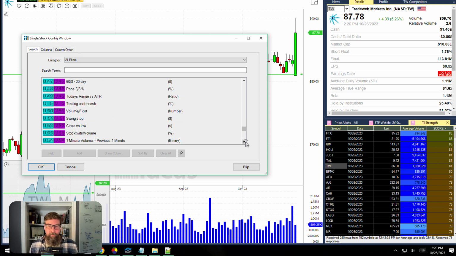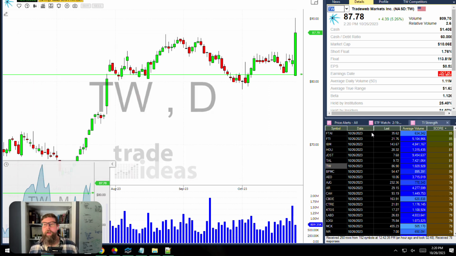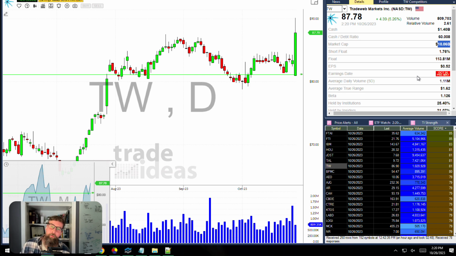Right, so tons and tons of customization if you really want to get into it. But we know there's some people who want to do that, and we know there's some people who don't, and that's why we have these kind of ready-built systems for you. So I can learn a whole bunch about the stock just by looking at this right here. Big cash to debt ratio, has 60 times more cash than debt on hand with a market cap of $10 billion. It's a pretty big company.